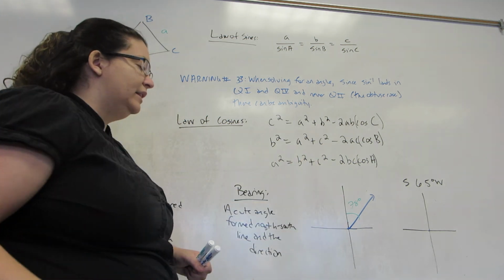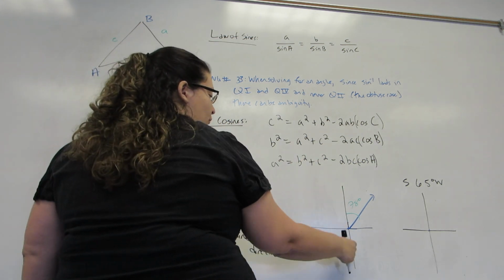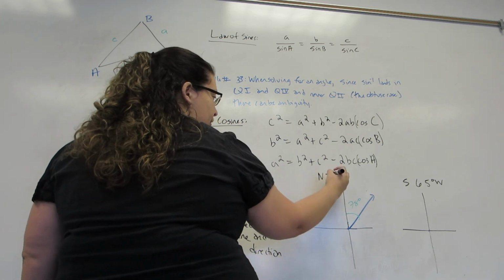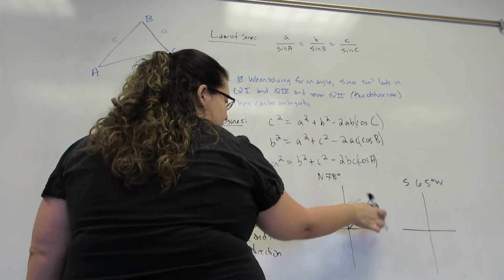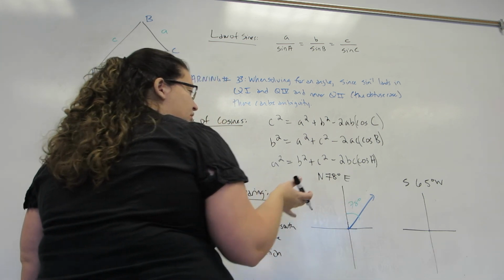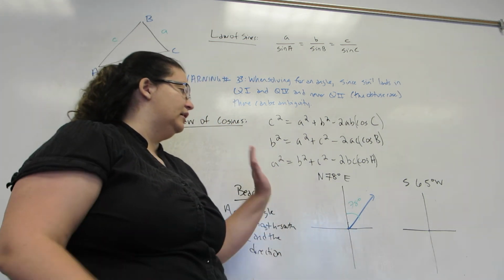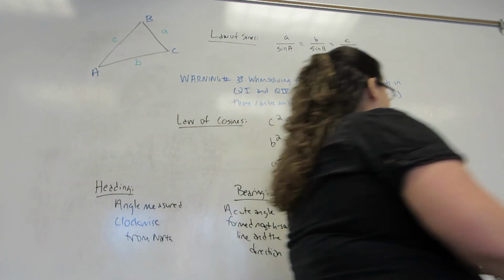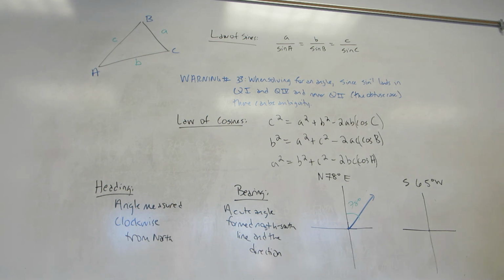If I want to write this, I would start with either north or south. In this case, I'm measuring from north. So I start at north, and I go 78 degrees east from there. So this is north 78 east, because again, I started at north and went 78 degrees towards east. To make sure we can go the other direction, let's turn this angle into the picture. I'm going to start at south, and I'm going to go 65 degrees towards west. It's just going to be over here, and the 65 degrees will be down here.